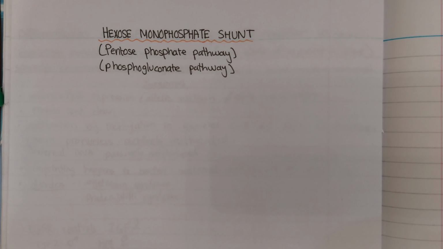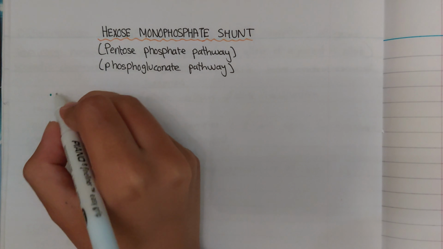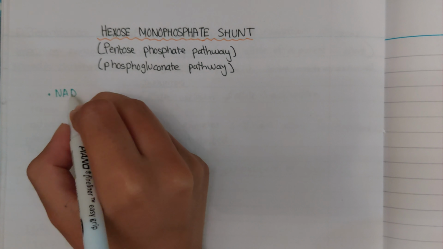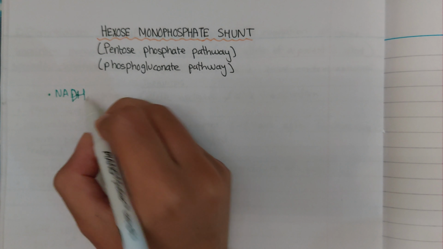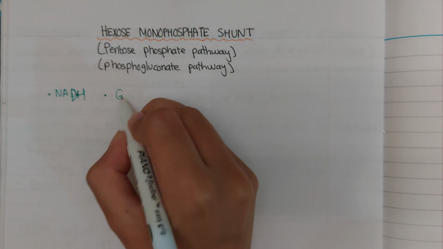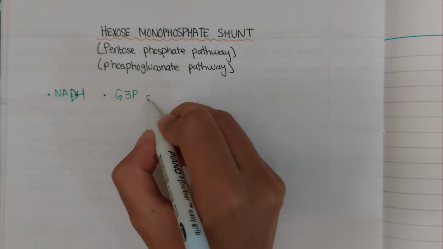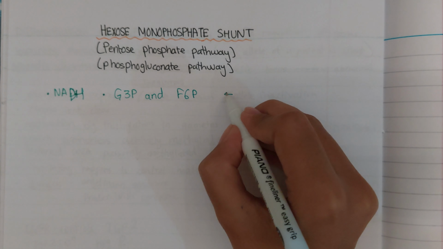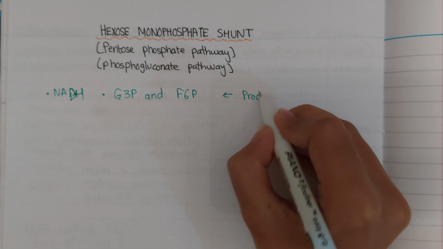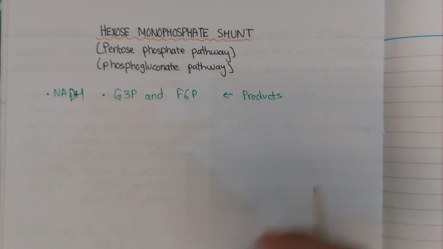So what is this shunt and what is this pathway? The main purpose of this pathway is to produce NADPH and two other compounds known as glyceraldehyde 3-phosphate and fructose 6-phosphate. So these are the main products of this pathway.